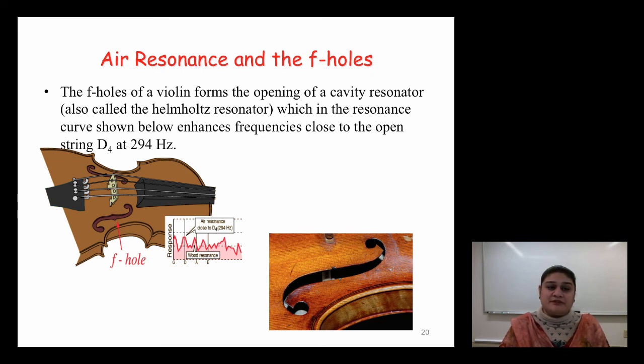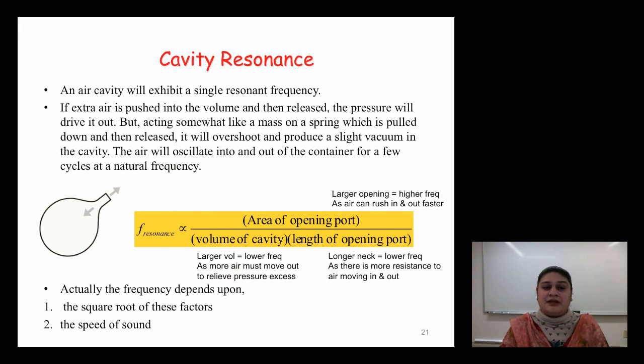So the f-holes of a violin form the opening of the cavity resonator, also called the Helmholtz resonator, whose resonance curve shown below enhances the frequency close to the open string. Now, if we're mathematicians and we're taking a physics class, what we need to do is, can we find the resonance at which it will resonate? And the answer is absolutely.